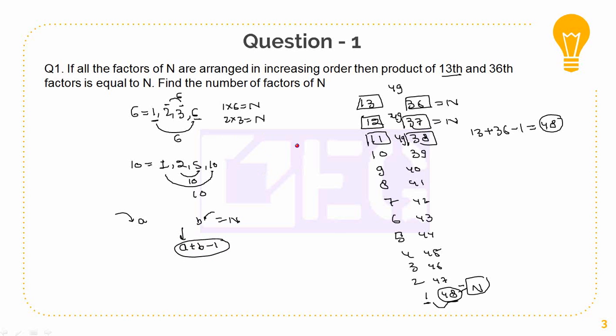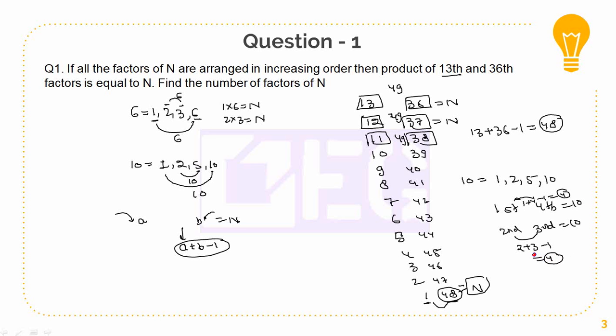You can take an example here like 10. For the number 10, the factors will be 1, 2, 5, 10. So the first factor and the 4th factor product is equal to 10. Second and third is also equal to 10. If you want to find the total number of factors, that will be 1 plus 4 minus 1, that means the total number of factors is equal to 4, or we can say 2 plus 3 minus 1, that means the total number of factors is equal to 4.